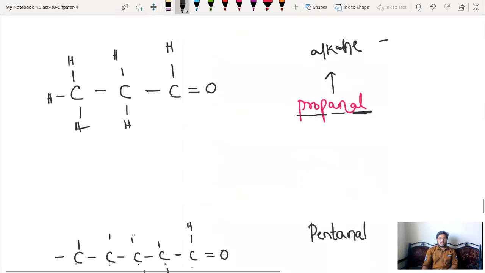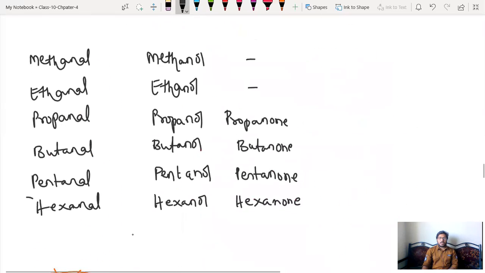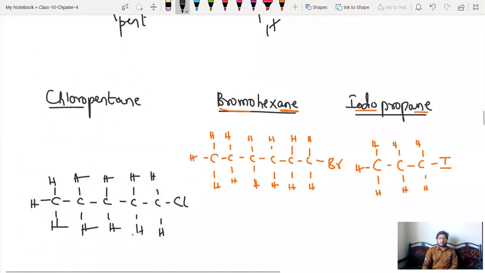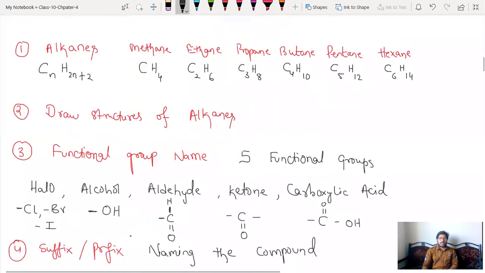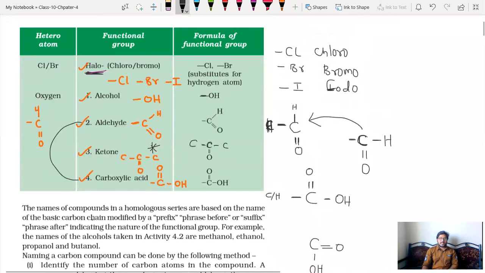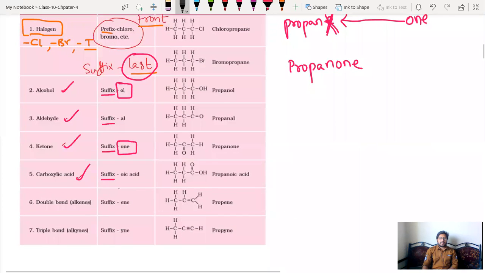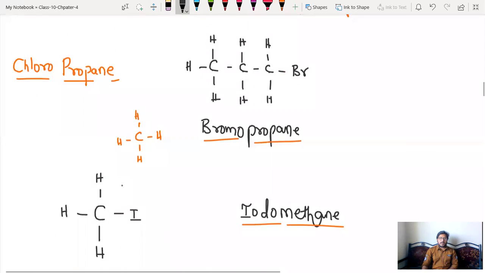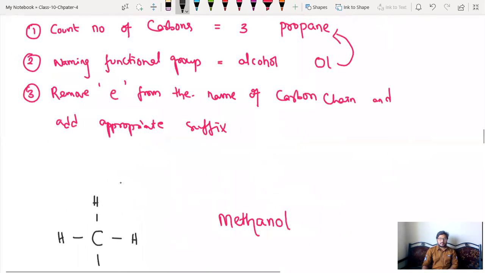And last one, carboxylic acid. If you see this carboxylic acid, what is the structure they gave? Double bond O, single bond OH. So for that, what we have to call it is oic acid. Oic acid, we'll see. It is double bond O, single bond OH.